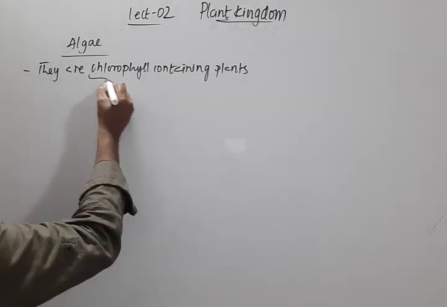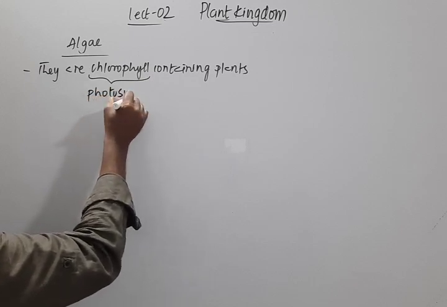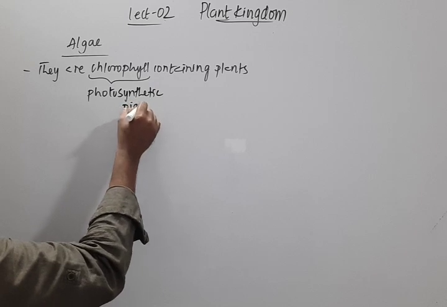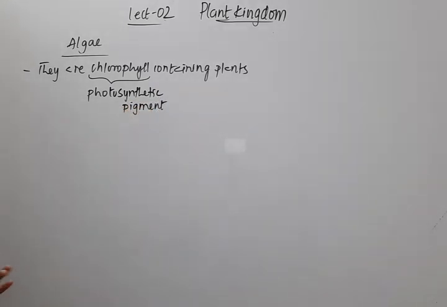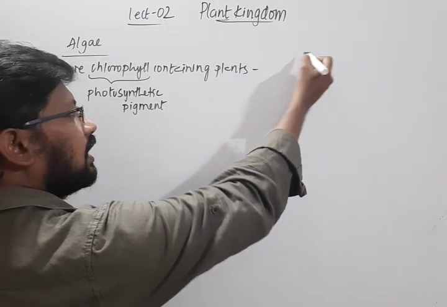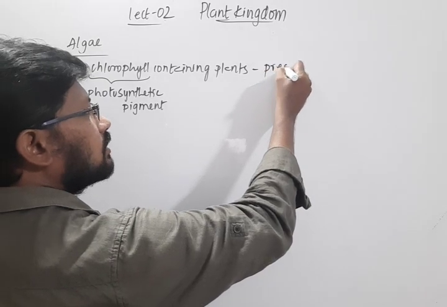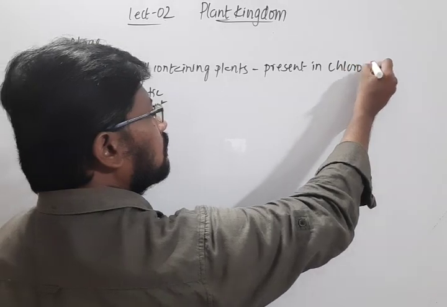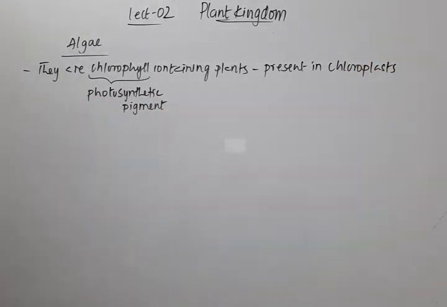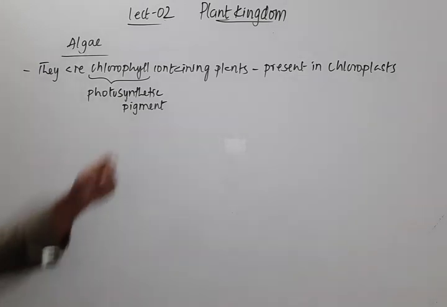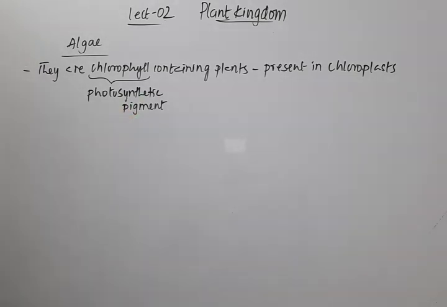This chlorophyll is a photosynthetic pigment, and helps in the process of photosynthesis. And these chlorophyll molecules are present in specialized cell organelles called chloroplasts. We know algae are eukaryotic organisms, so eukaryotic organisms will have cell organelles. These algae have chloroplasts, and inside the chloroplast we see the chlorophyll pigments, which will be present in the membranes of thylakoids.